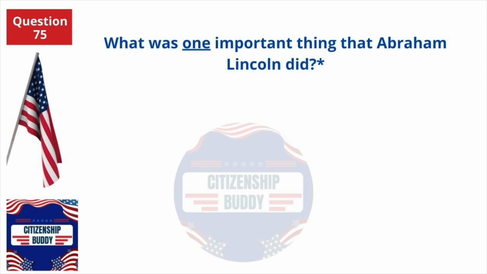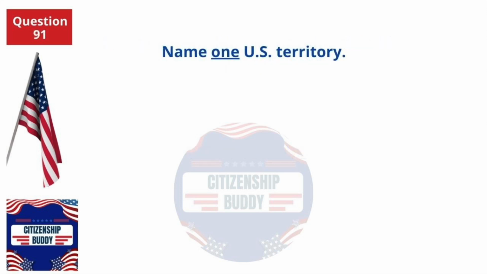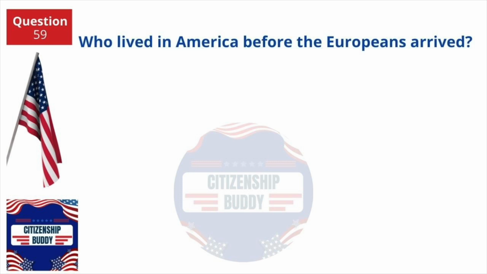What was one important thing that Abraham Lincoln did? Freed the slaves. Name one U.S. territory. Guam. Who lived in America before the Europeans arrived? American Indians.